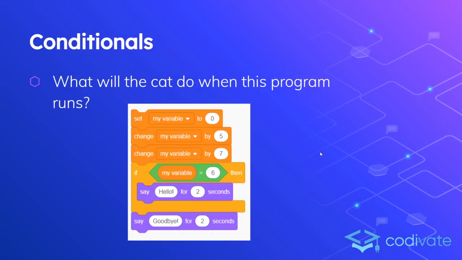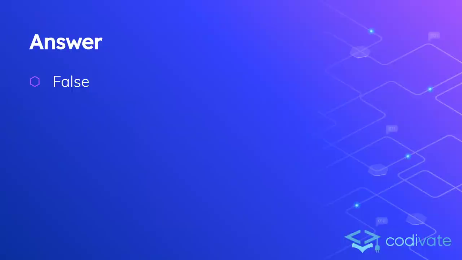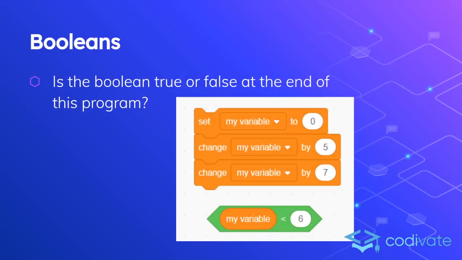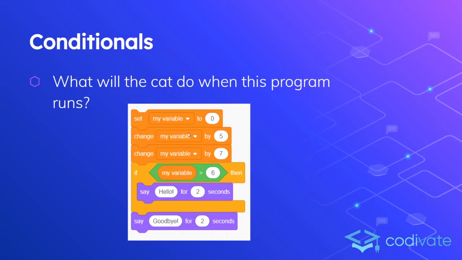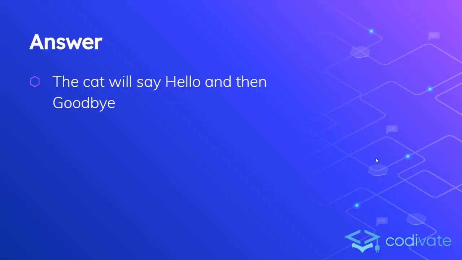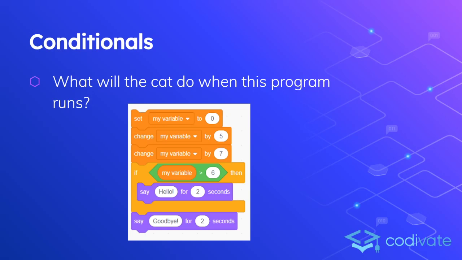Alright. Conditionals. This is almost the same question when you think about it. Here's a good example of tying things in. Asking whether or not this Boolean is true or false is very similar to asking what the program's going to do, because it's really all dependent on whether this Boolean is true or false. So the answer is, it just says hello and goodbye. And here's why. So this is the exact same code as earlier, right? The variable starts at 0, you add 5, and then you add 7.